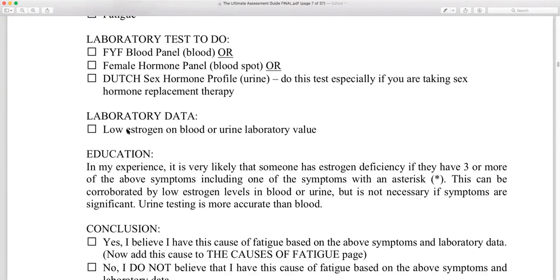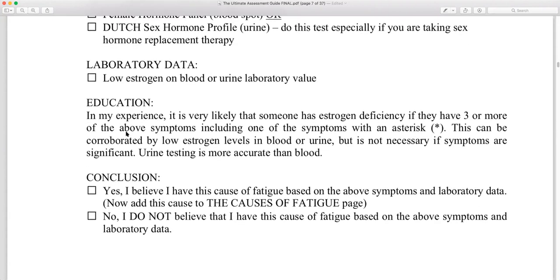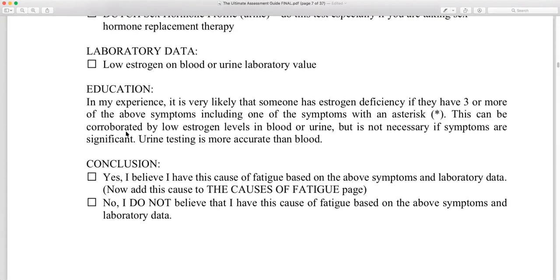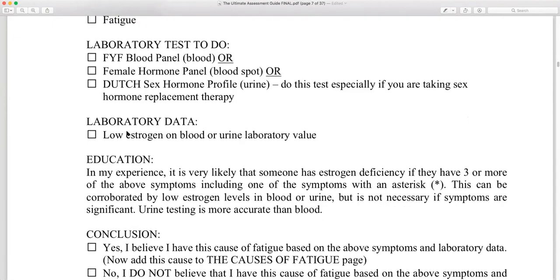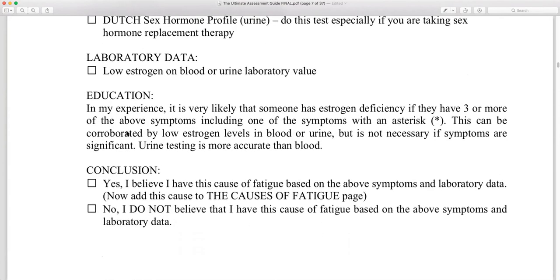And then laboratory data is going to be low estrogen on blood or urine laboratory value. And in my experience, it's very likely that someone has estrogen deficiency if they have 3 or more of the above symptoms, including one of the symptoms with an asterisk. And this can be corroborated by low estrogen levels in blood or urine, but not necessary if symptoms are significant. So if somebody has 3 of these symptoms and their laboratory tests are fine, I'm still most likely going to treat them for low estrogen because it's going to change the quality of their life, and their body is screaming at me to do something about it.